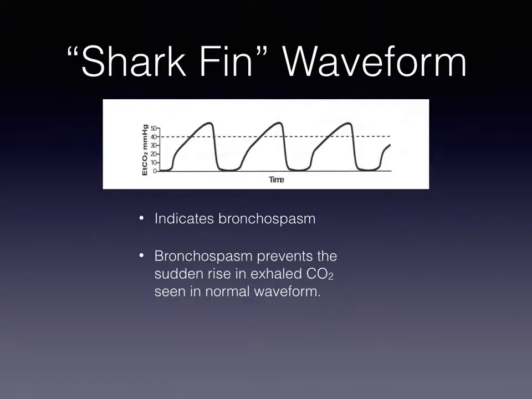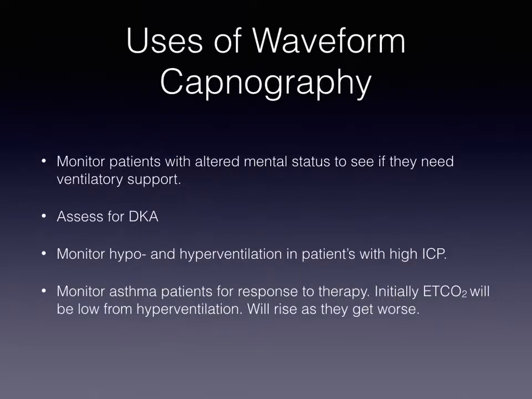Here we see that the plateau is gone, and now we see this little shark fin look to the waves. That indicates bronchospasm. So this is an asthma patient, or somebody with COPD. The bronchospasm prevents the sudden rise in exhaled CO2. It's more gradual, and so you don't see that normal waveform. You see this sloped shark fin. That's one way you can look at this when you're measuring this on your patients, is how much that may indicate a lot of bronchospasm.